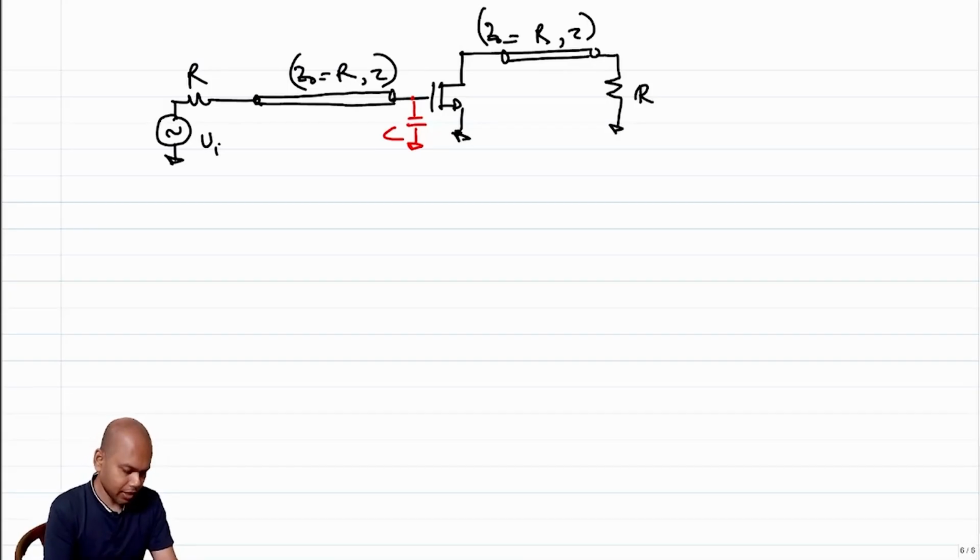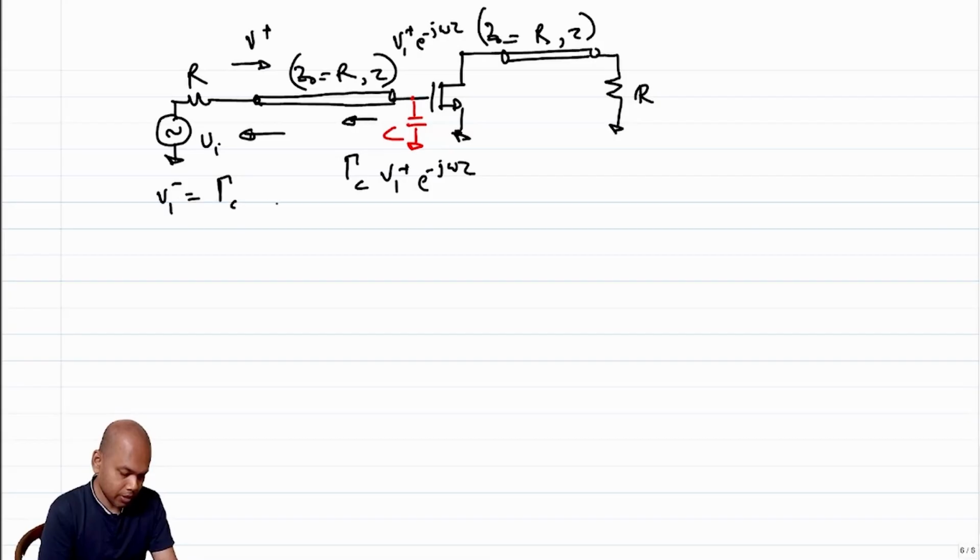Then what do I end up with? If I choose to do a Z parameter analysis, I will see that there is a V1 plus. This V1 plus will come all the way here, and I will get V1 plus e to the power minus j omega tau. I'll have some reflection, gamma c, V1 plus e to the power minus j omega tau, and this reflection will appear here as V1 minus, which is gamma c V1 plus e to the power minus 2 j omega tau. Correct? So what will be the total voltage at port 1?